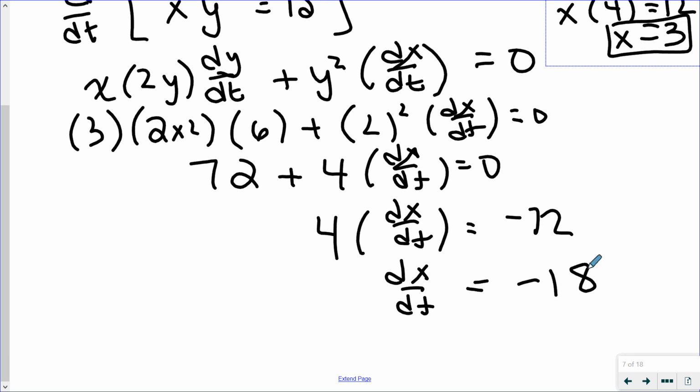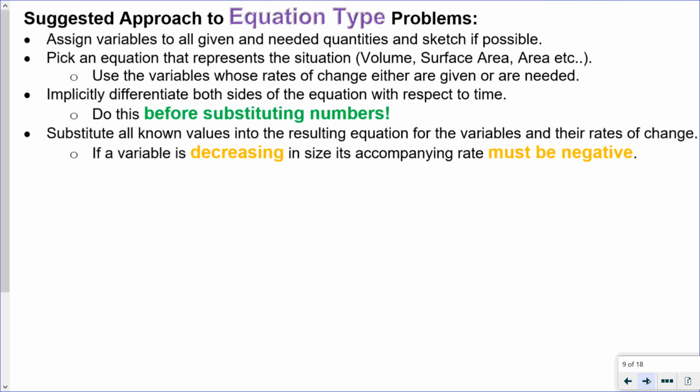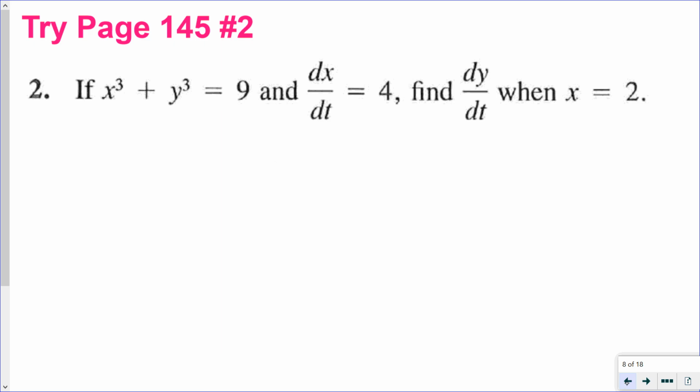Okay, so I'm just taking that idea one step further, taking the derivative with respect to time and then substituting values in. Okay, let's try number 2. So if you want, you can pause the video, try this yourself, and then see if you get the same answer as I do. So I want to find dy by dt this time, if I'm given dx by dt is 4 and x equals 2.